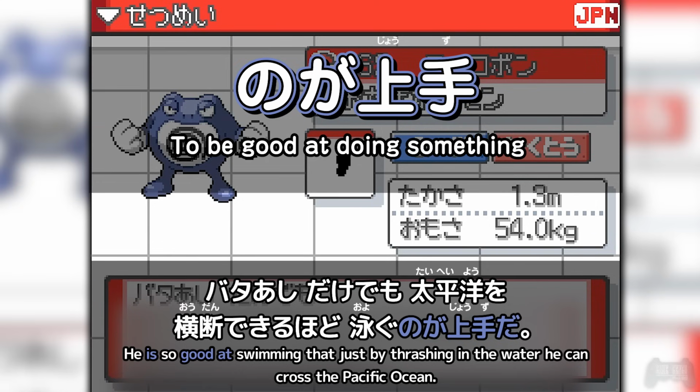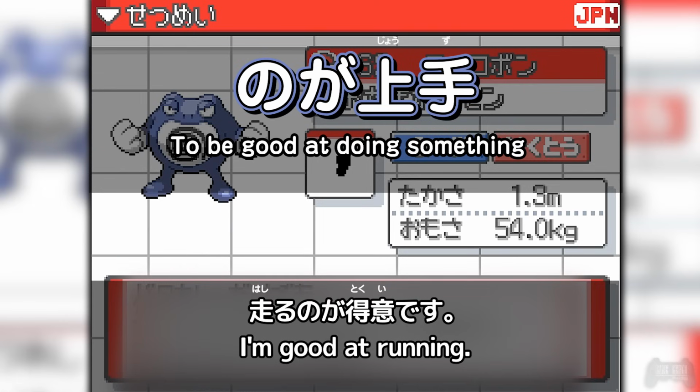So here, the example we have is talking of Polyraph's ability to swim in Heart Gold and Soul Silver. And so we have oyogu, meaning to swim, no ga jozu. He is good at swimming. If you are wanting to talk about your own skills in a more listing and less braggy manner, you could do this with the higher level grammar tokui instead of jozu.